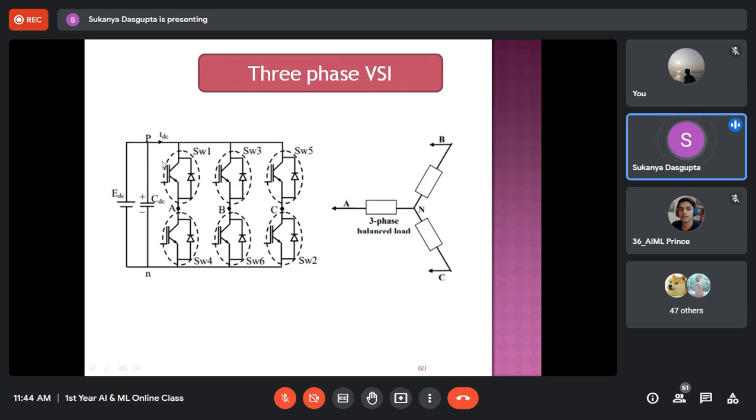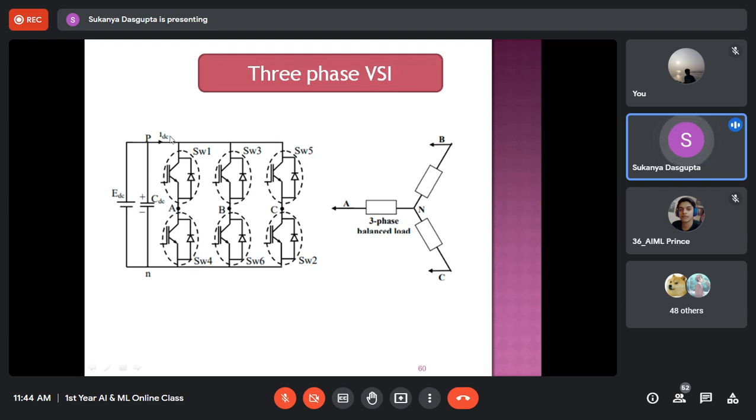Okay, so whatever pulses will be fed to the top switch of each limb, the complement of that signal should be fed to the bottom switch of the same limb. Okay, because no two switches from one limb should operate simultaneously. When the upper one is working, definitely the lower one must be turned off, right?